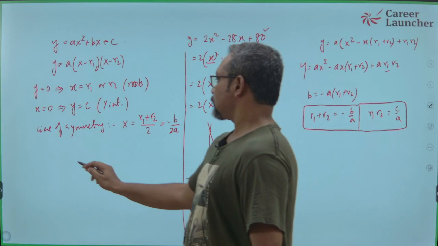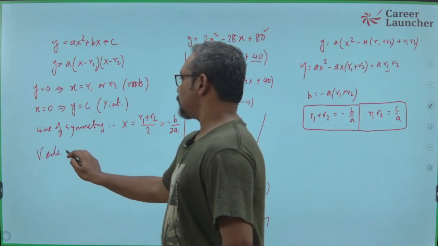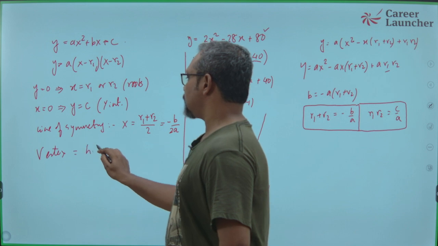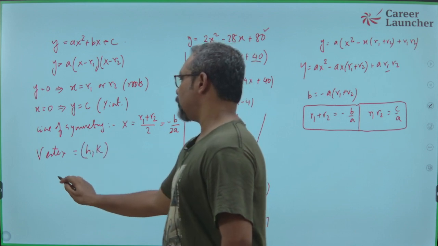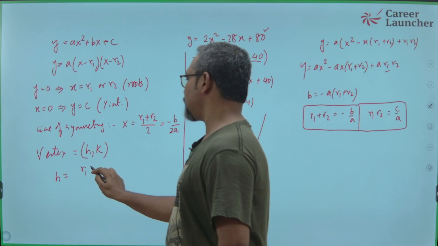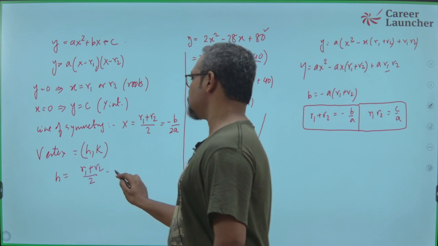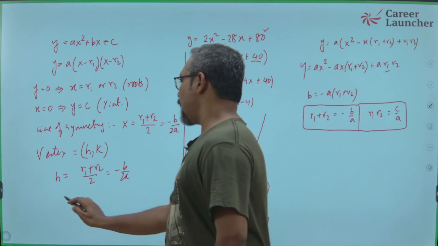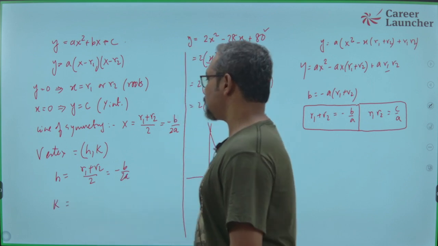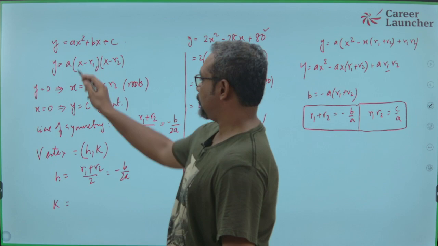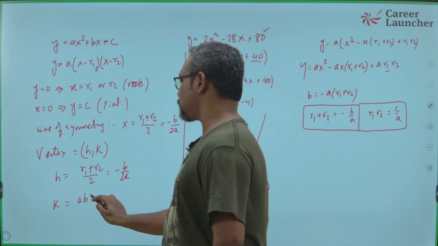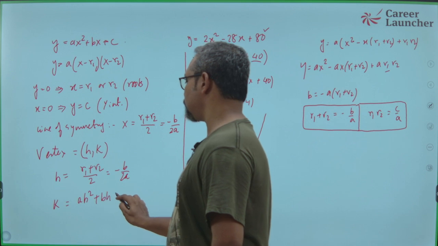Now, if the vertex coordinates are, let's say h, k, then we already have h to be r1 plus r2 by 2, which is minus b by 2a. And to get the k value, we are going to simply substitute this h in the equation. So a h squared plus b h plus c.